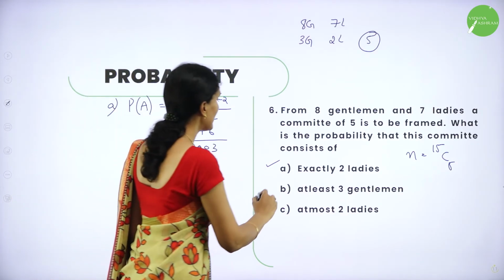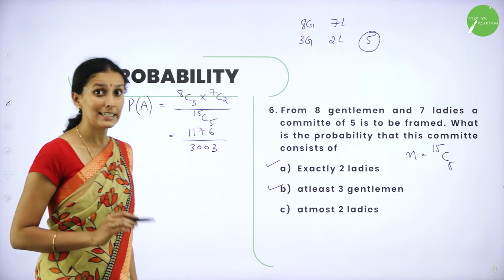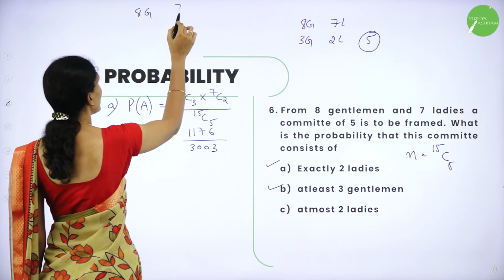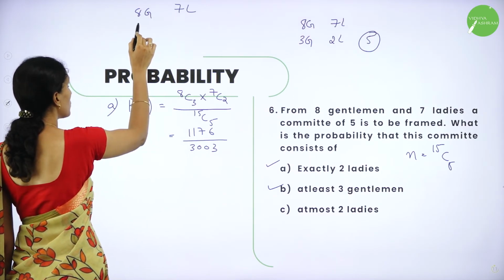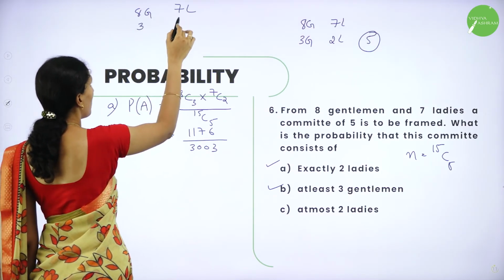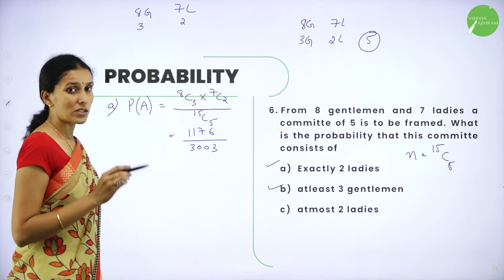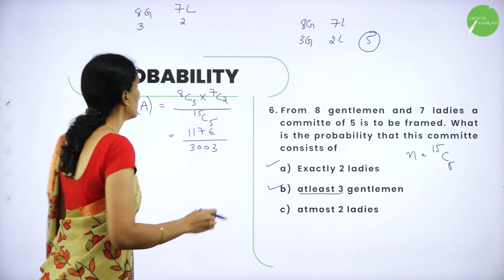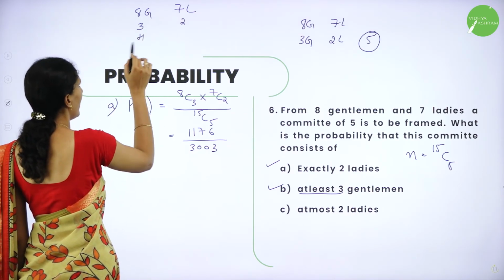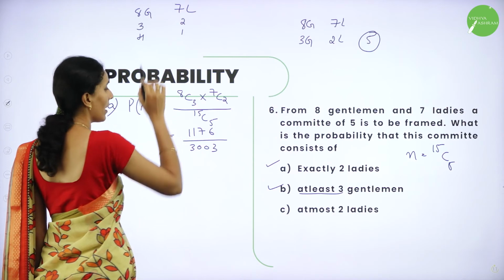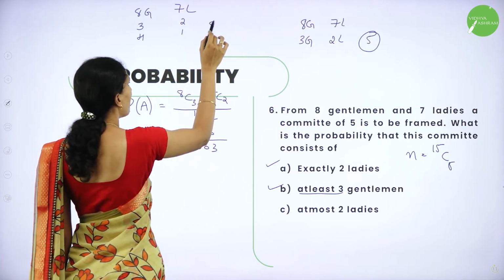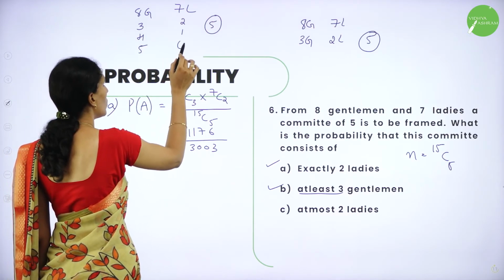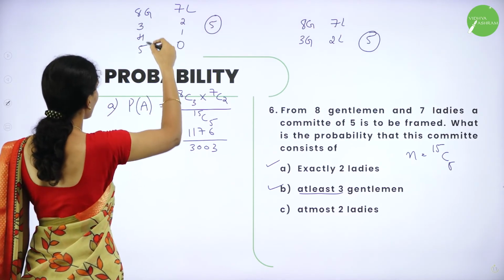Next, let me take my second question, that is, at least 3 gentlemen. Remember, we have 8 gentlemen and 7 ladies. If we choose 3 gentlemen, then the possibility will be 2 ladies. Since it is given as at least, we can choose more men. If I choose 4 men, then the chance is only 1 lady, because a committee of 5 has to be formed. If all 5 are men, then there are no ladies. So these are the cases here.